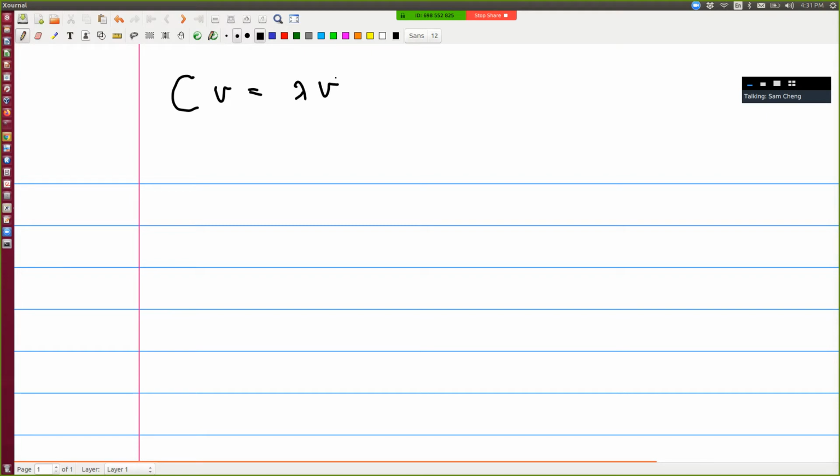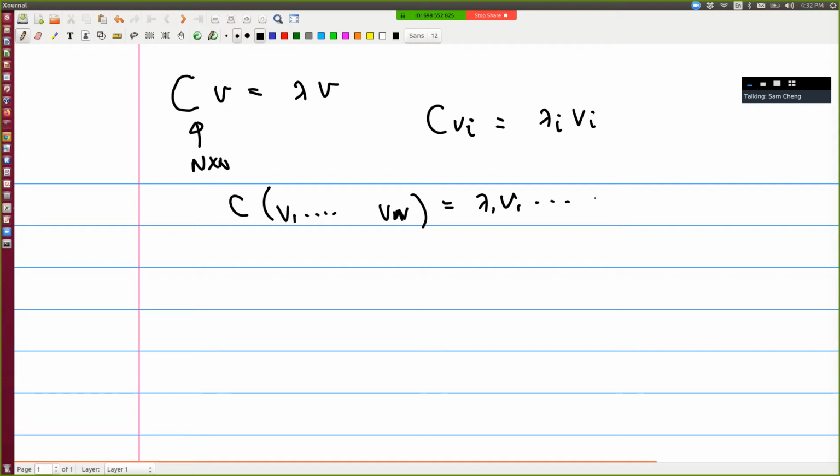Now if this matrix is n by n, then I should be able to find, actually not always, but if it is symmetric, then I can always find a complete eigenvector basis V1 up to Vn. Then I have C Vi equal to lambda i Vi for all of them. So I can write C times V1, V2, and so on equal to lambda 1 V1, and so on up to lambda n Vn, right?